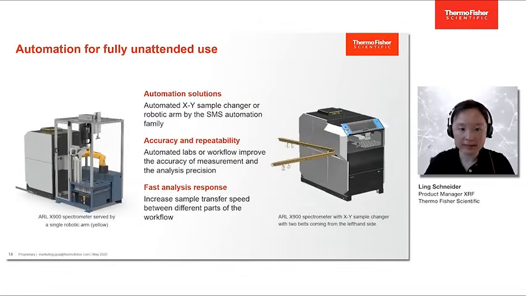The ARL X900 is designed for unattended use. We are able to offer automation solutions either through the robotic arm by the SMS automation family or through the XY sample changer as shown on the right-hand side. The automated labs or workflow improve the accuracy of measurement and analysis precision. It also increases sample transfer speed between different parts of the workflow, for example, from sample preparation to XRF analysis.